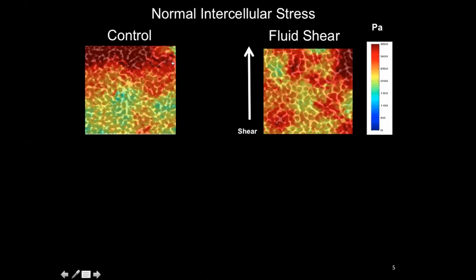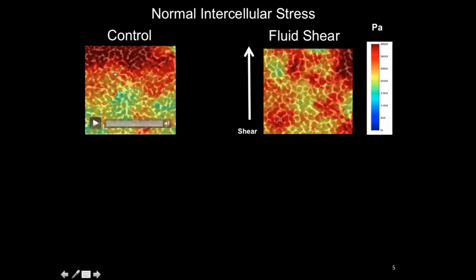Now, what I'll show next are a few movies that I have here. And as you'll see, we have a control and a fluid shear. So control, we can understand that are just cells in static conditions. So essentially these cells are on a surface. There's no external mechanical force.